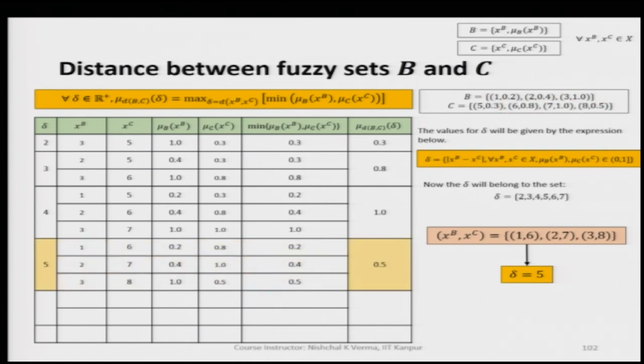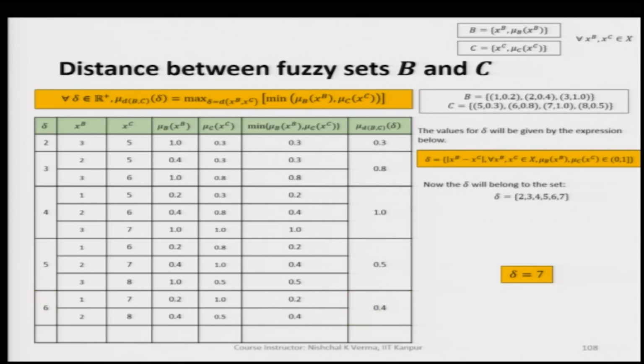For delta equal to 5 we get the membership value 0.5. When we take delta equal to 6, we get all these entries filled, and since we have only 2 pairs responsible for creating the difference of 6, we have 2 rows here. When we take the max of this we get 0.4. So its membership value is 0.4.